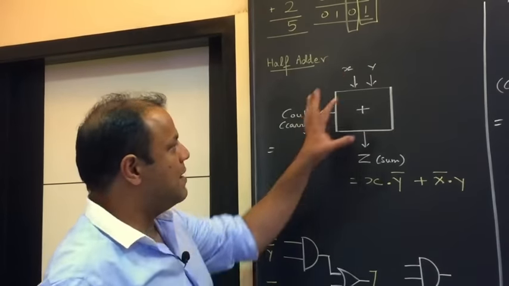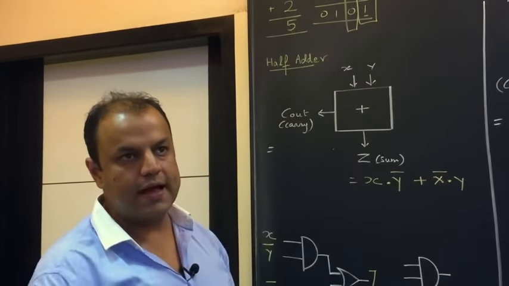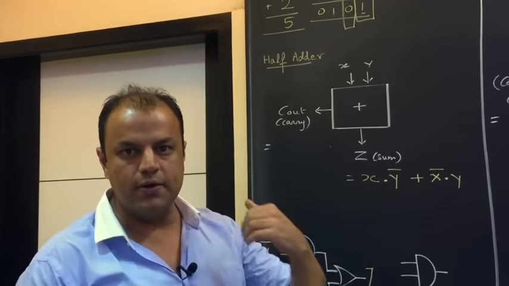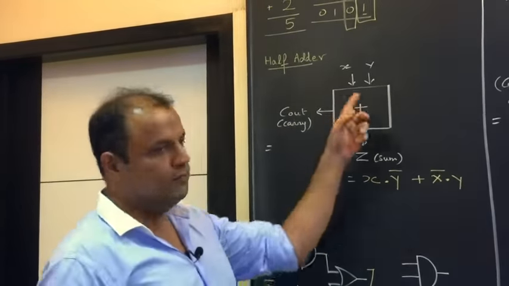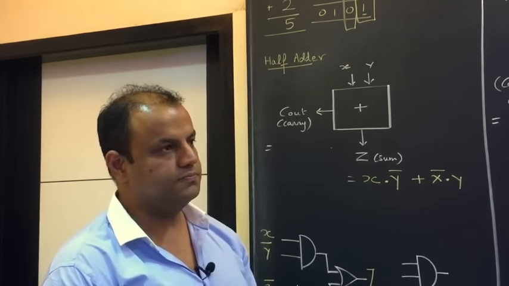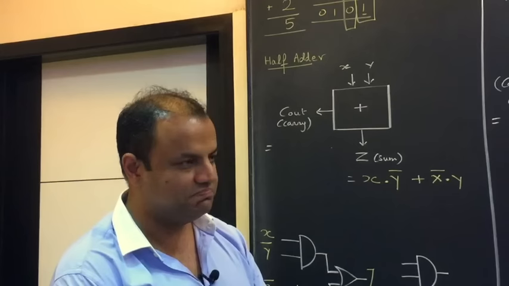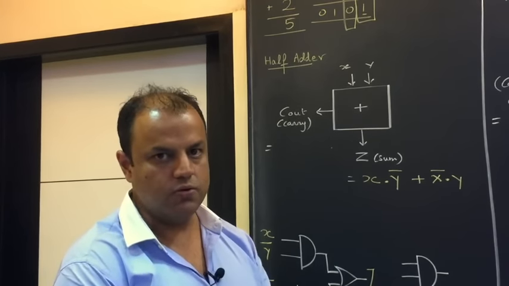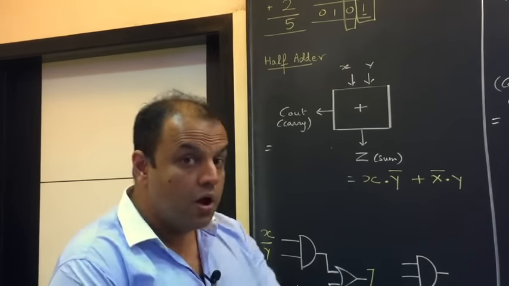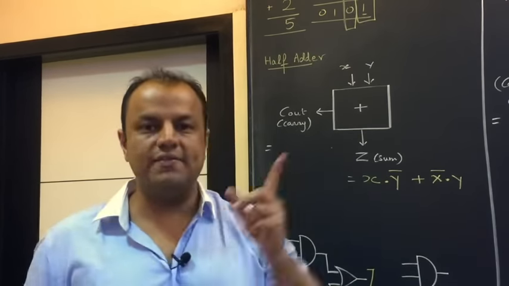Okay? Now, carry. When will you get a carry? I am adding two 1-bit numbers. When will there be a carry? If both of them are 0, will you get a carry? No. Any one of them is 1, provided the other is 0? No, because 1 plus 0 is 1, no carry. 0 plus 1 is 1, no carry. Both of them are 1 is the only case that can produce a carry.